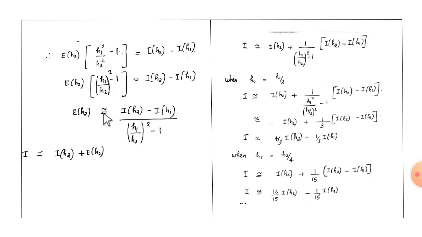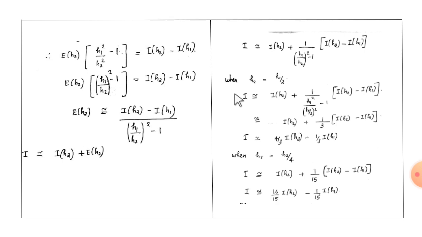So on rearranging, you will get e of h2 is equal to (I of h2 minus I of h1) by (h2 whole square minus 1). So you have I is approximately equal to I of h2 plus e of h2. Now substitute the value of e of h2 in this equation.